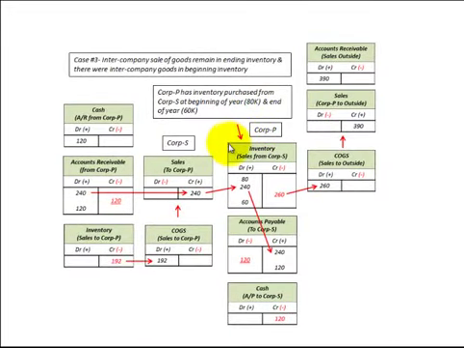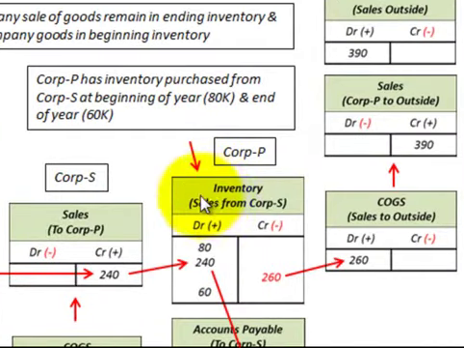Okay, here we're going to look at the situation where the parent corporation has inventory that it purchased from the subsidiary corporation, and they have a beginning inventory of $80,000 at the start of the year. That's the inventory that was carried over from last year that was purchased from the subsidiary corporation. And then they also have an ending inventory, in this case $60,000. That's the remaining inventory after all the sales that were made from the parent corporation to outside customers.